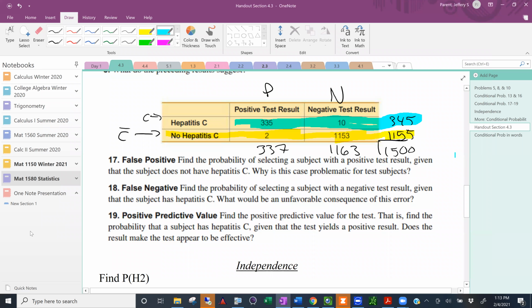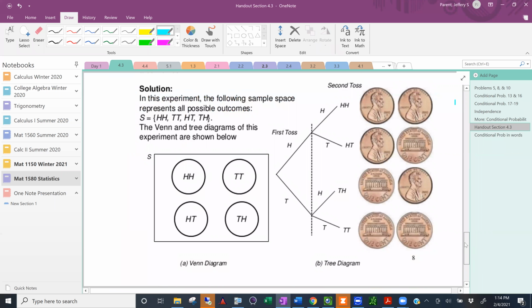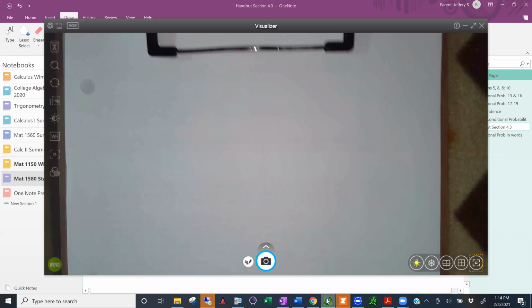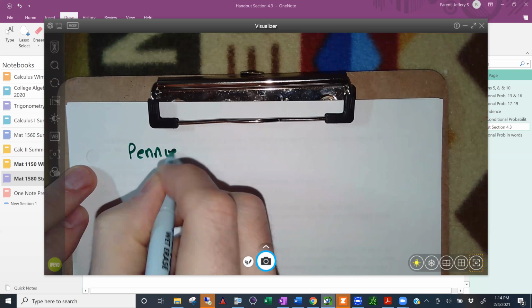Okay. Let's see here. Let's go down to the bottom. And we'll talk about this one. We're going to flip a penny twice and look at some outcomes. So kind of like the last couple, let me develop some notation. And then we'll talk about things. So just call this a penny example.